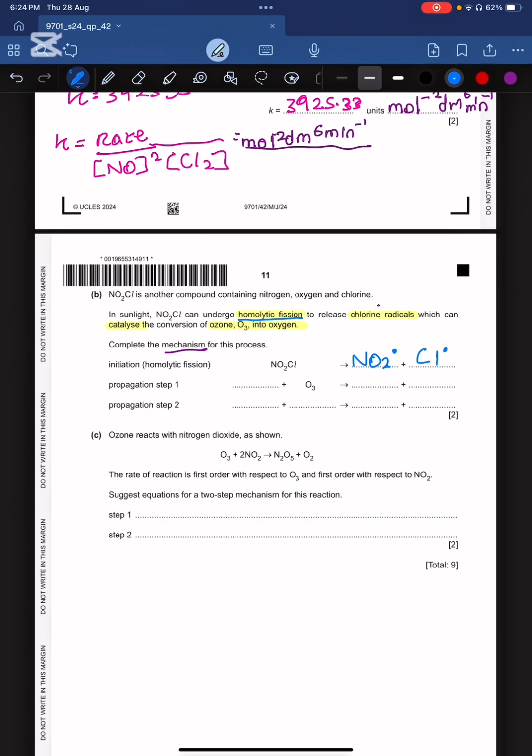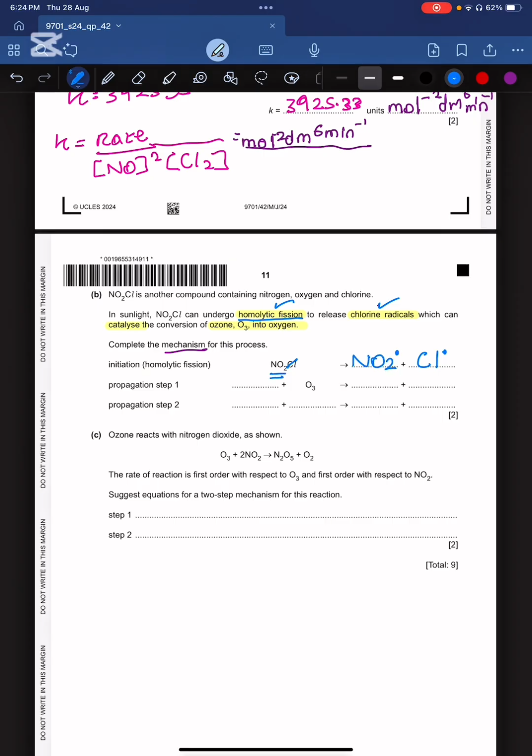We use the second information which we have. We already used this also, that chlorine radicals are released. And if you were confused on how did I get NO2 radical plus Cl radical here, it's very simple. The question says that we already get chlorine radicals. That goes here. When this is cut, all I'm left with is NO2 radical.